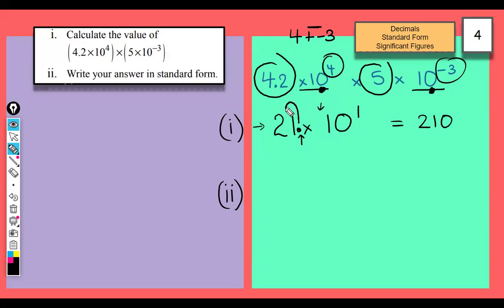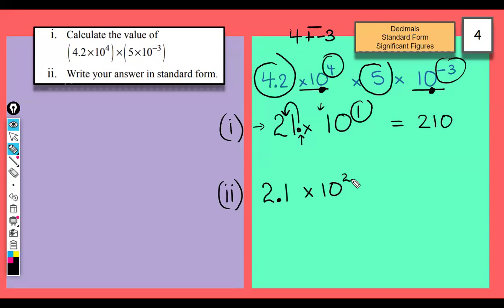Don't we have to move it one place to the left? So it's in between the 2 and the 1. If we do that, we will get 2.1. And when we move things to the left, the power increases by 1. So what would be the final power there? 2, correct, because it was 1 and we move it one place to the left. So we have to increase it by 1. Right. So this is the way to do it without the calculator.